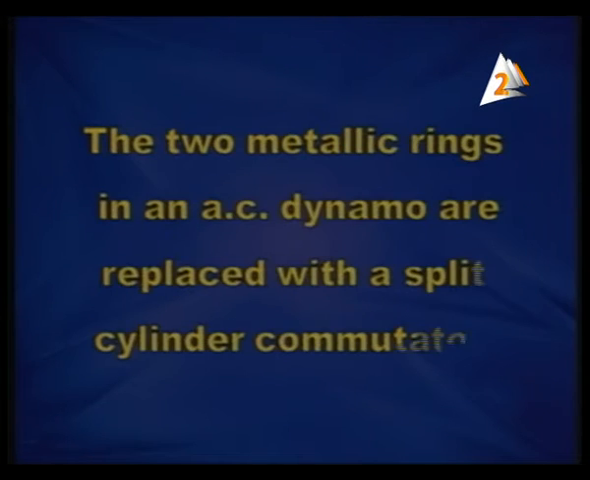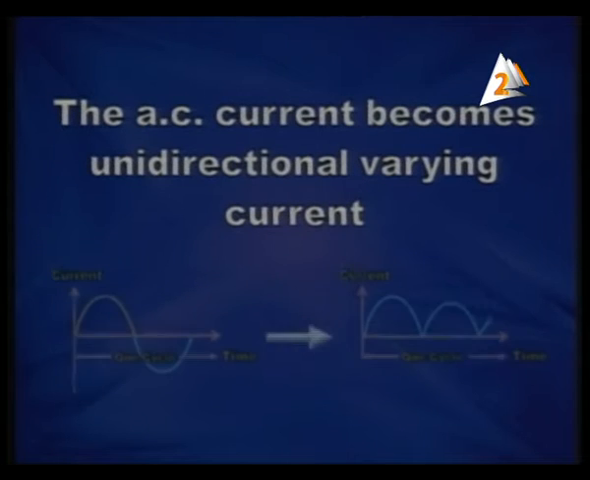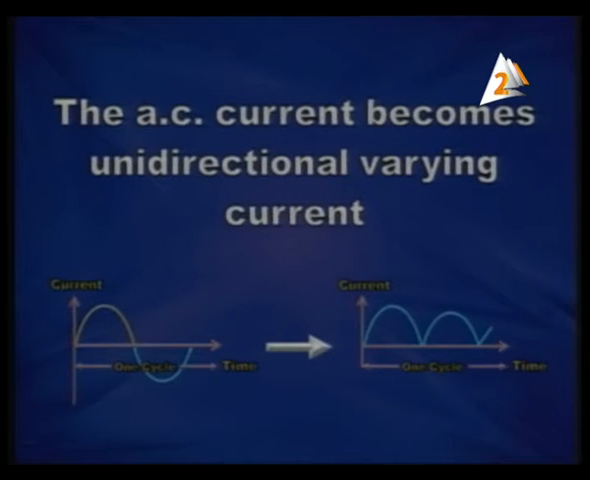Another type of questions. What happens when the 2 metallic rings in an AC dynamo are replaced with a split cylinder commutator? Okay, the AC current becomes unidirectional but varying current. It is shown in front of you right now. So once again, the AC current becomes unidirectional but is still changing.